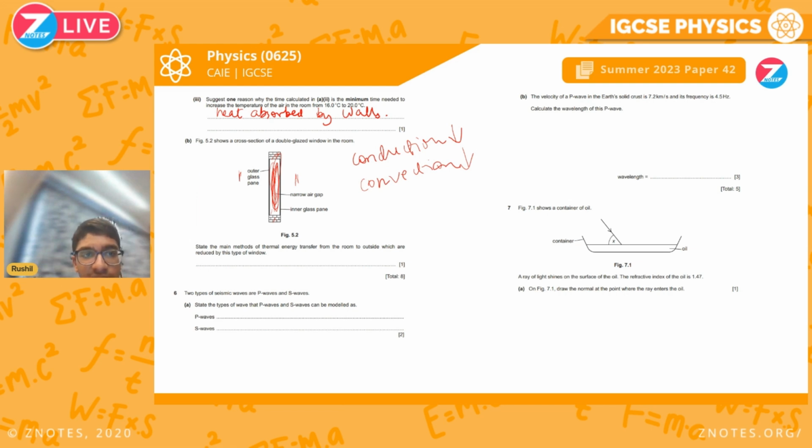Radiation doesn't go down because, as we know, radiation is just the travel of heat through a vacuum. So heat that's radiated could still leave this air gap and the glass panes and escape. Hence, the two methods which are reduced are conduction and convection.